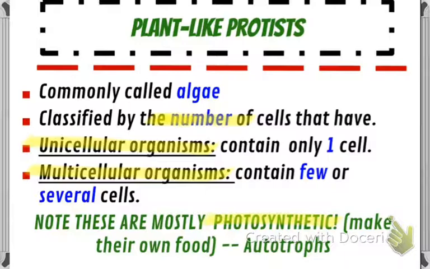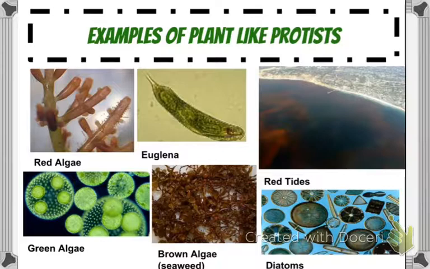So let's take a look at some images and see what they look like. Here are a whole variety of different examples of plant-like protists. Here's an example of red algae, and then we've also got some brown algae. We've got some green algae here.